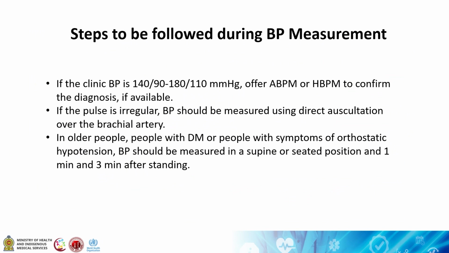If the pulse is irregular, blood pressure should be measured using direct auscultation over the brachial artery. In older people, people with diabetes mellitus, or people with symptoms of orthostatic hypotension, blood pressure should be measured in a supine or seated position and 1 minute and 3 minutes after standing.